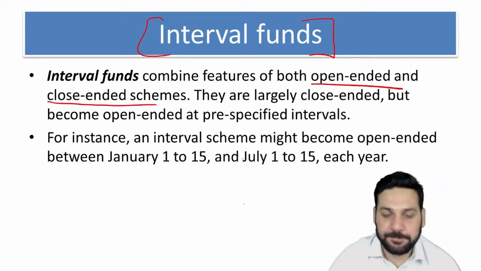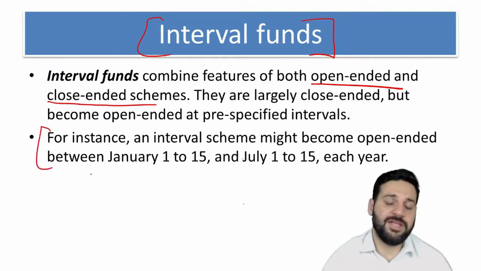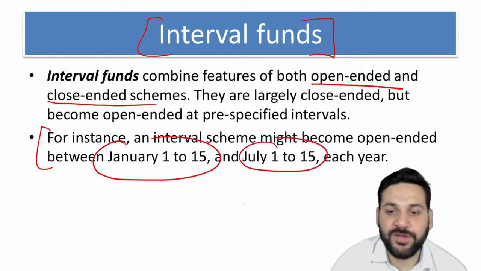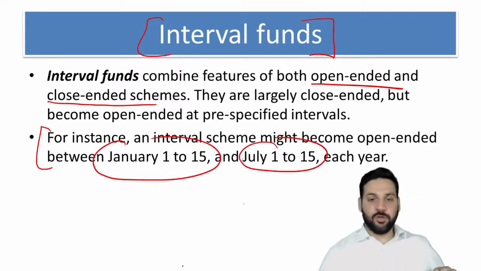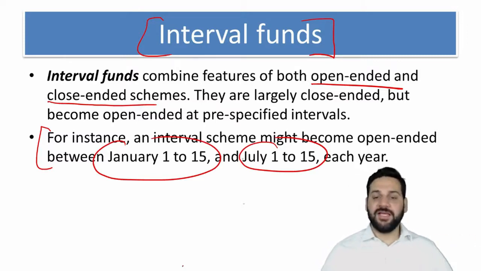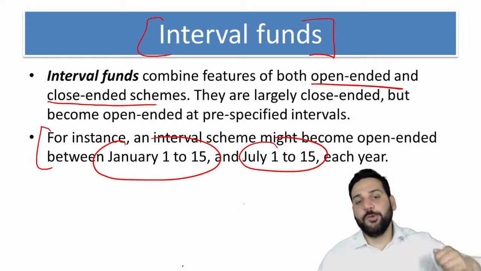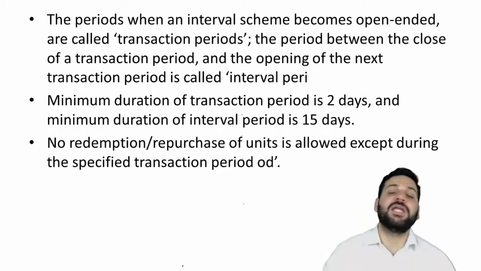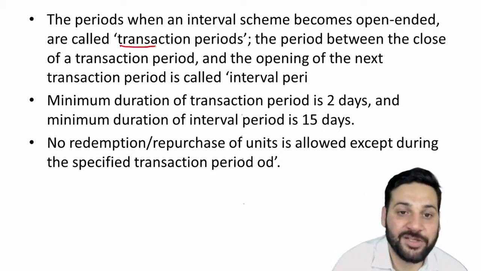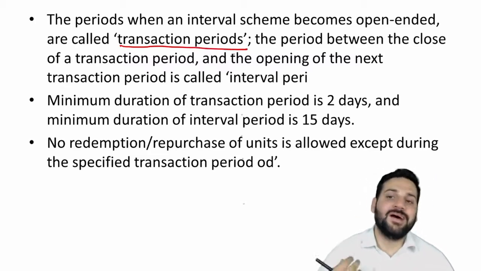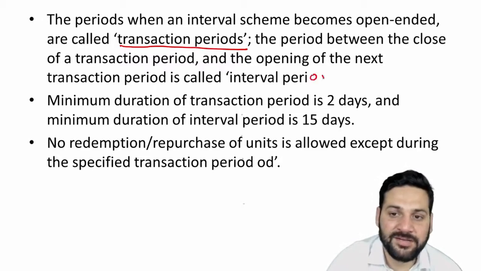For instance, in an interval scheme, let's say the maturity period is let's say 1 year or 2 year. Every 1st to 15th of Jan and 1st to 15th of July, you can redeem your units, right? You can redeem it and you can take your money out. So twice a year in this particular example, you can actually sell your units. So that's known as an interval fund. And the period during which you can transact is known as a transaction period. The interval when this fund becomes an open-ended fund, this is known as a transaction period.